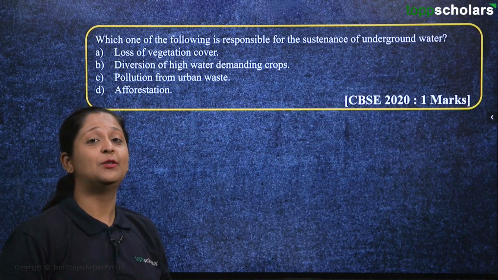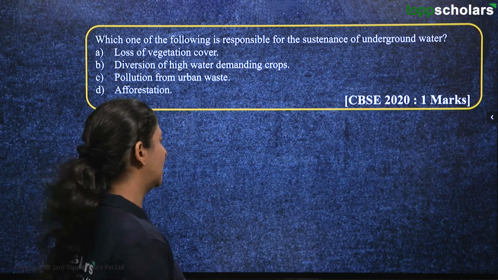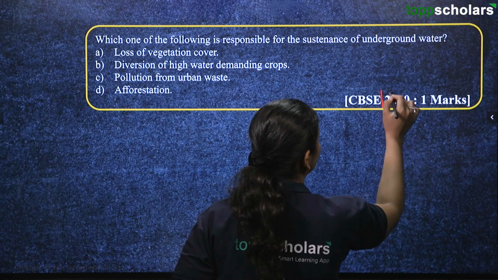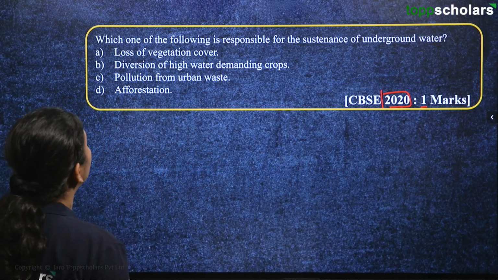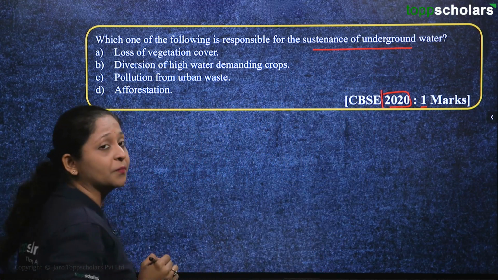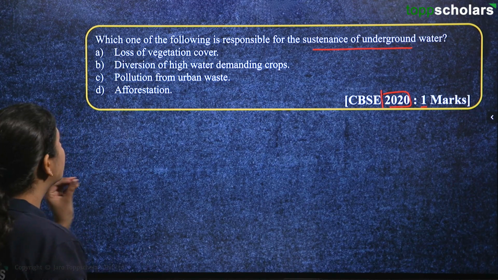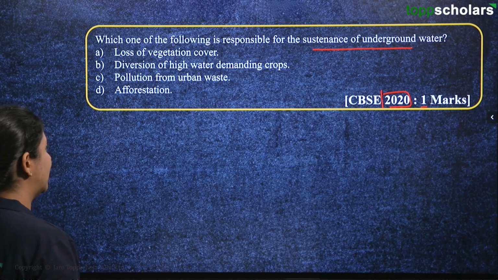So now it's time to go for some questions and solve some questions which we find a little difficult here, right? So the first one is from your paper 2020, which is a 1-marker question. Which one of the following is responsible for the sustenance of underground water? You have 4 options: loss of vegetation cover, diversion of high water demanding crops, pollution from urban waste, and afforestation.